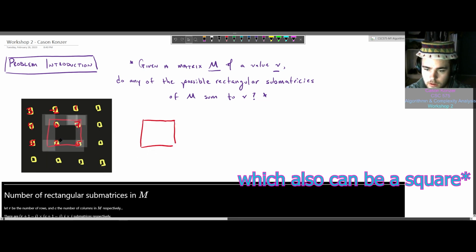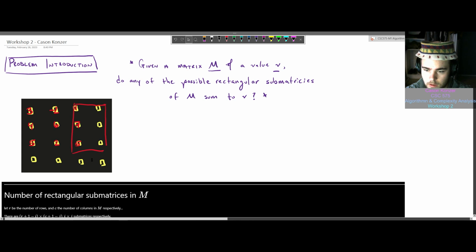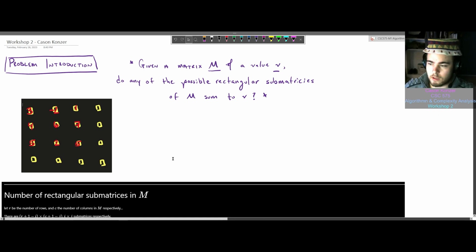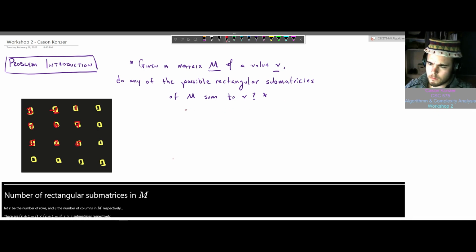So here, here, here, so on. You can extend it this way, extend it this way, this way. And the sum would be all of the values within this rectangle. So does that sum equal the value that you're given as an input, V?